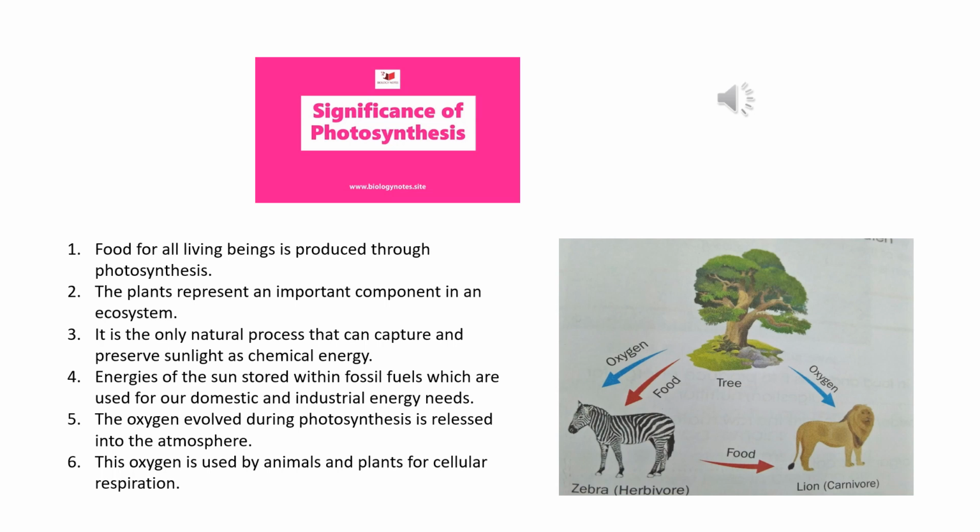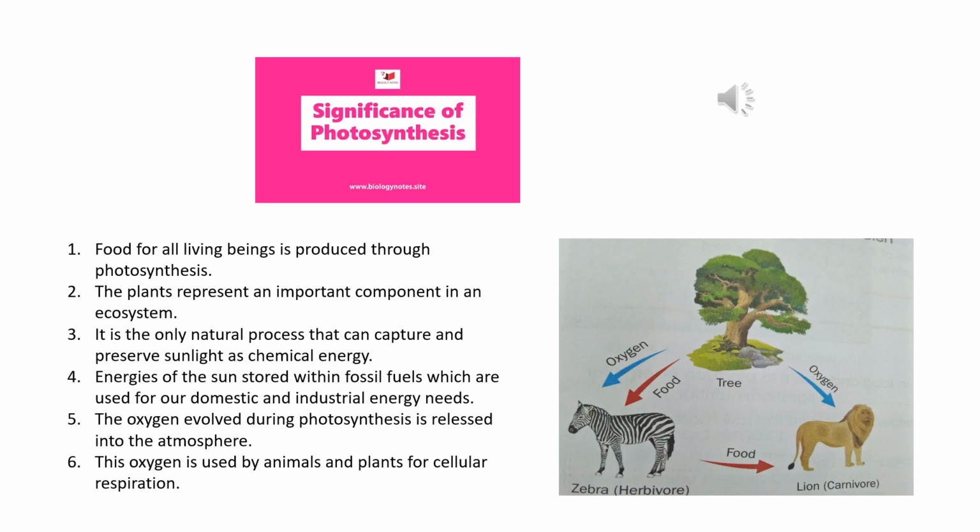Second one, the plants represent an important component in an ecosystem. How? Plant makes its own food. That means they are producers, the first trophic level of the food chain. A food chain is a series of processes in which one organism feeds on another and is in turn eaten. That means zebra is eaten by lion, and zebra eats lots of plants.